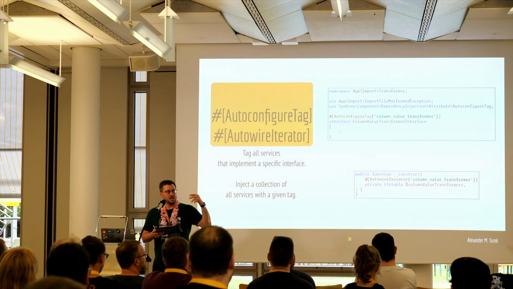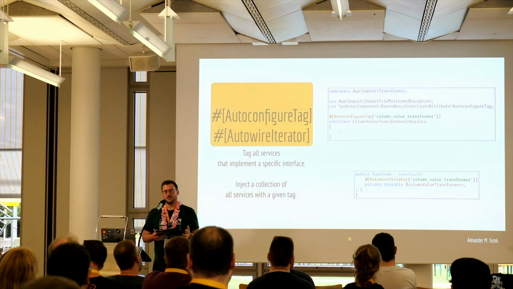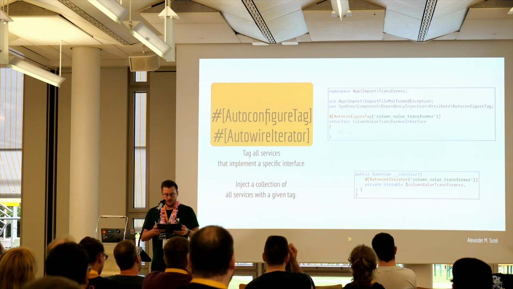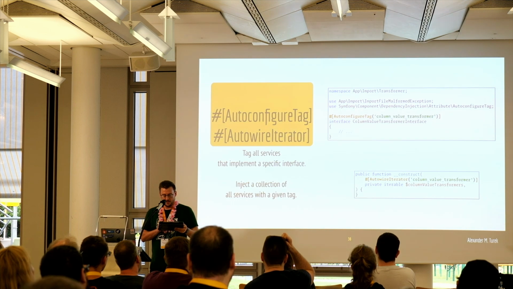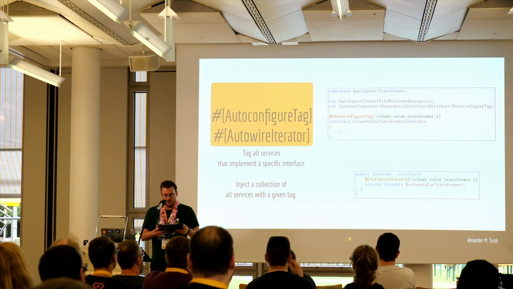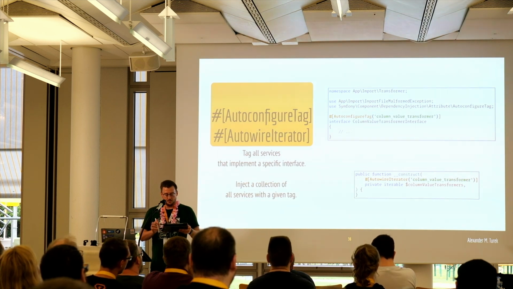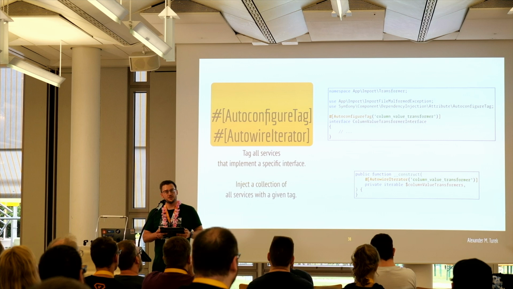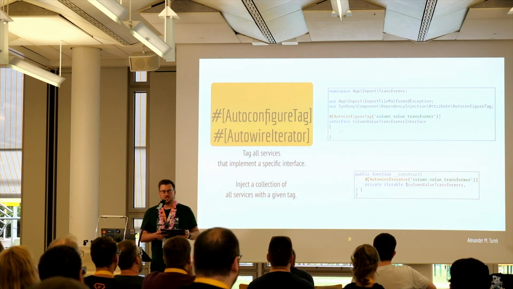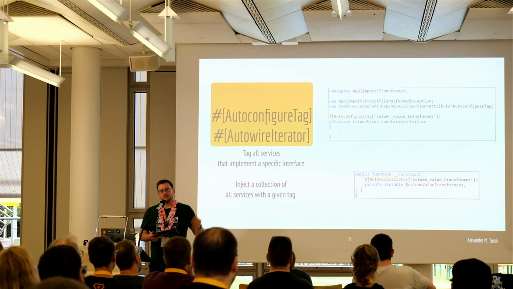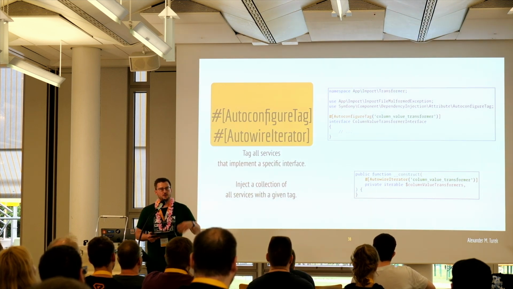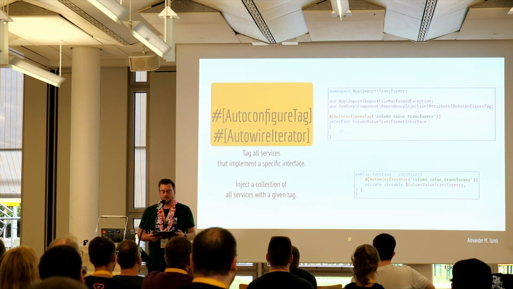I can say whenever you encounter an implementation of this interface, please attach this tag to this service. And then I can also annotate my constructor parameter and say, in this parameter, I want to have an iterator of all services that have a specific tag. And this allows me to remove this service definition again from my services YAML, because now the container knows I want a collection of all those services injected there.